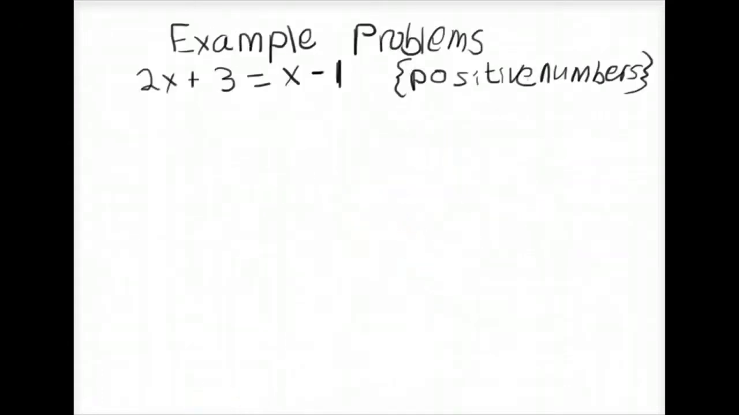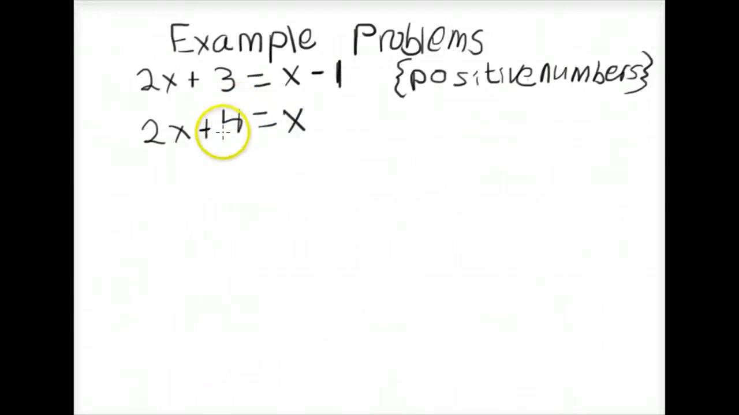So now we're just going to do a couple example problems. So first we have the equation 2x plus 3 equals x minus 1. Now notice the restricted domain here, and we want x to be only positive numbers. This is the notation for that. So the first thing we want to do is add 1 to both sides. So we're going to have 2x plus 4 equals x.